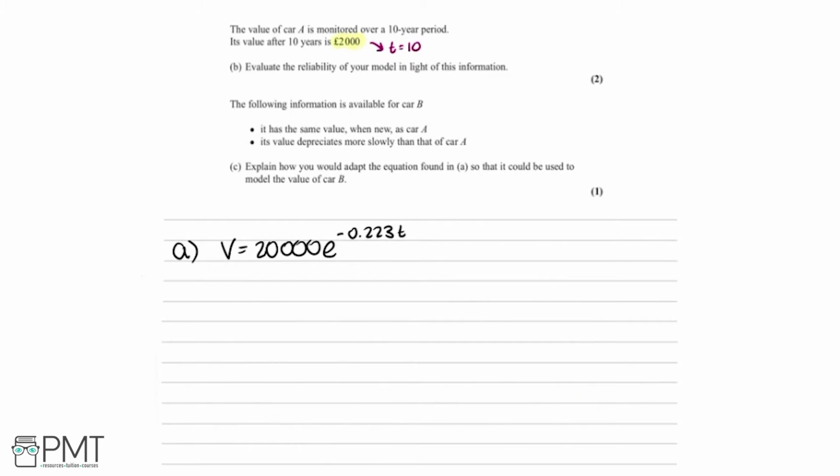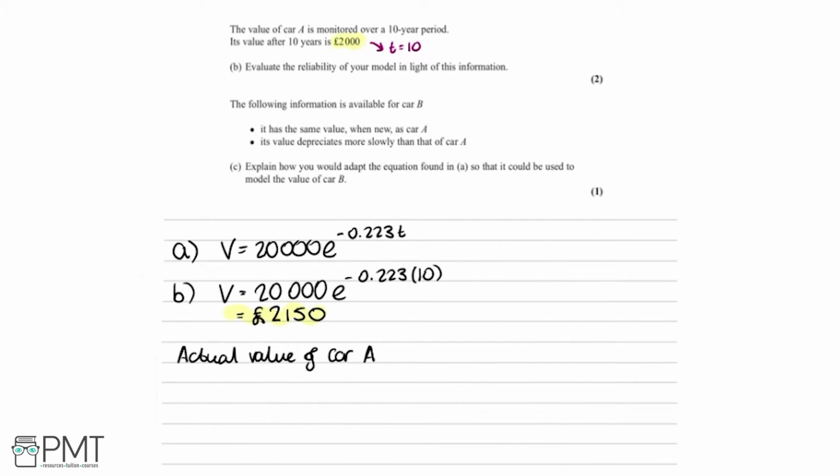And we see down here I've written our answer to part A. So this is the model we created in part A. The first thing I'm going to do is just look at what value our model says the car should be after 10 years. So I'm going to say v equals 20,000 multiplied by e to the power of minus 0.223 multiplied by 10, because we're looking after 10 years. And putting that in the calculator, we get £2,150.